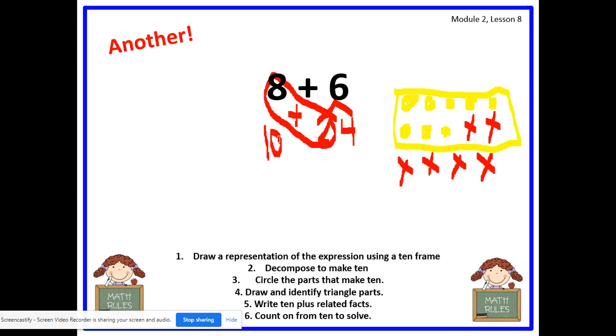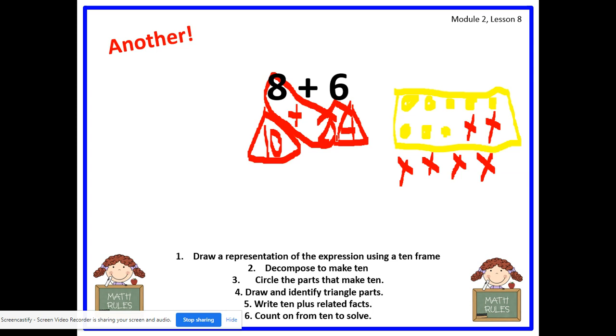Now, go ahead and draw and identify your triangle parts. Press play to check your work. You should have drawn a triangle on 10 and on 4. Sorry if my numbers look a little messy.